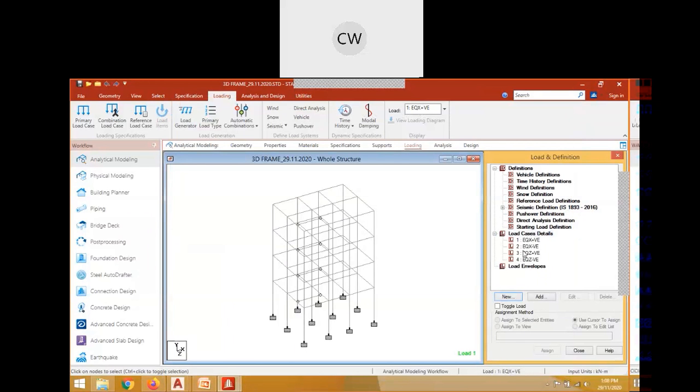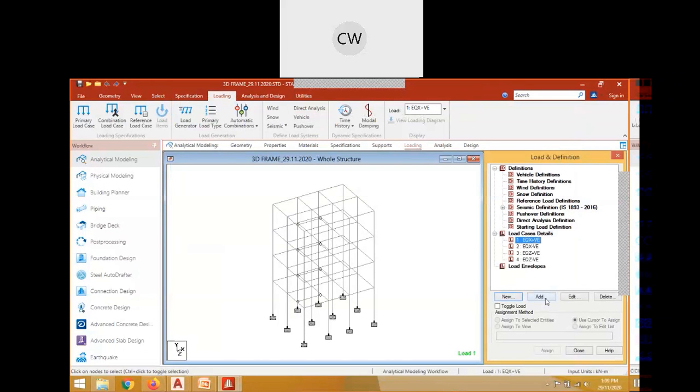Now why are we defining the seismic load first? Because it is the requirement of STAAD. STAAD wants that your seismic load definition should come first and then all other loads like dead load and live load. So that's why we are defining the seismic load first, and then we will define the other loads like dead load and live load.